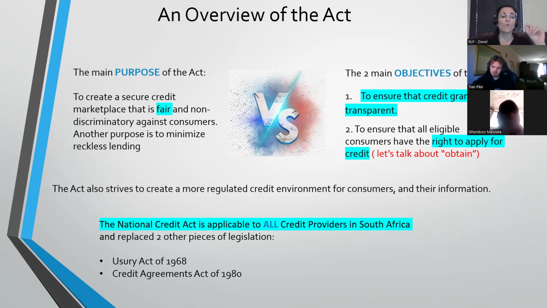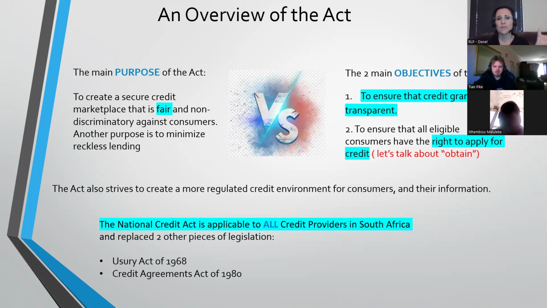Okay. When the NCA commenced, so when it became effective, it actually replaced two pieces of legislation, which is the Usury Act of 1968, as well as the Credit Agreements Act of 1980. Now, they don't usually ask this just because they feel it's almost too easy. But if they ask the two pieces of legislation that was replaced by the NCA, they will pose this as straightforward as possible. They will not require you to remember the year.